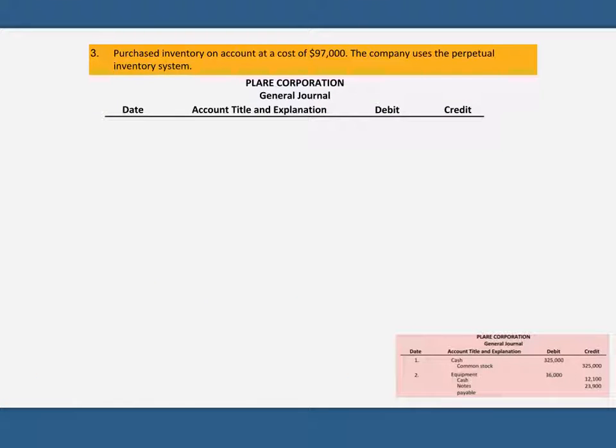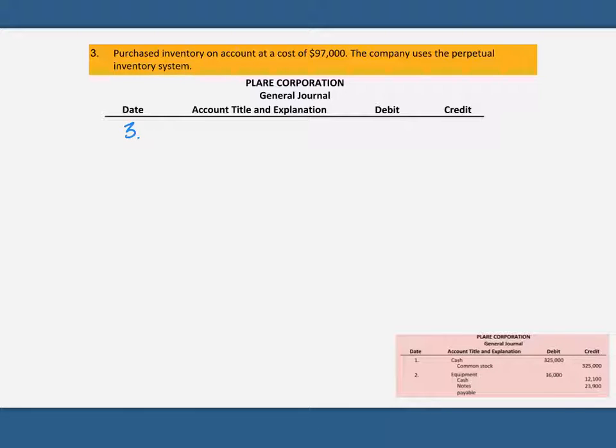Number 3, the company purchased inventory on account at a cost of $97,000. The company uses the perpetual inventory system. There's 2 inventory systems. They are perpetual and periodic. Perpetual means that they update their inventory account continuously, whereas the periodic method does it in periods, and they record their inventory in journal entries as purchases instead of inventory. So with the perpetual, we'll be using the merchandise inventory account.